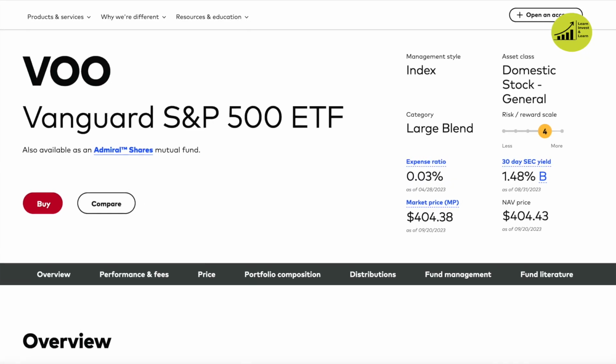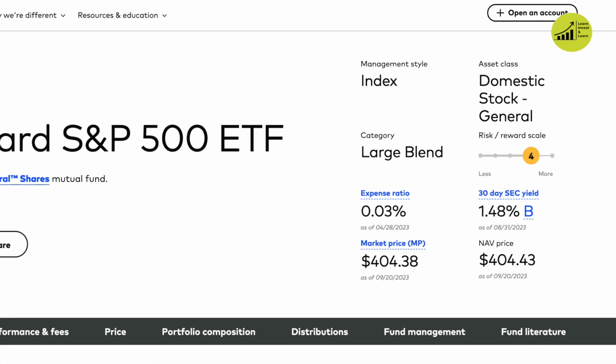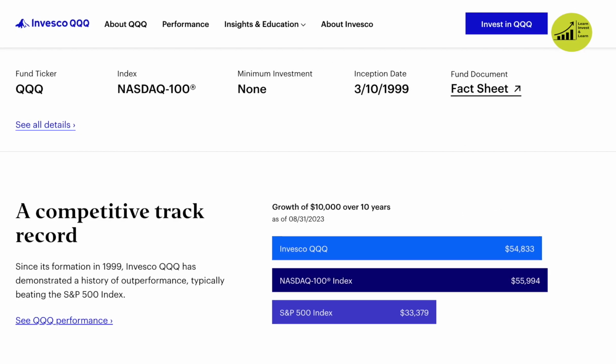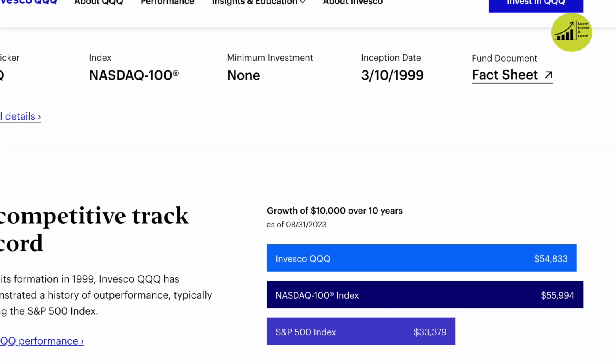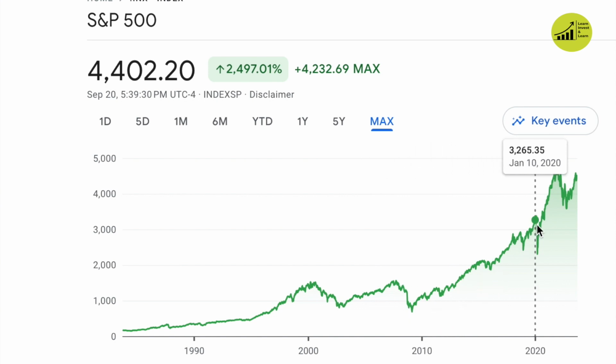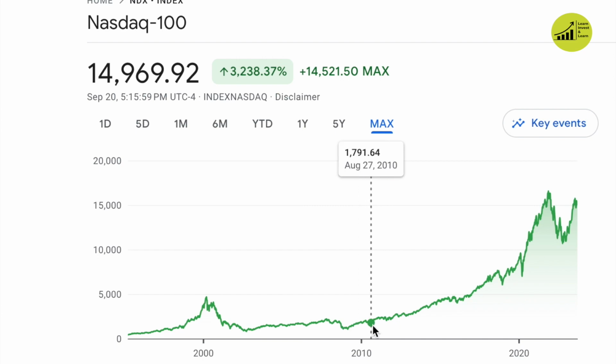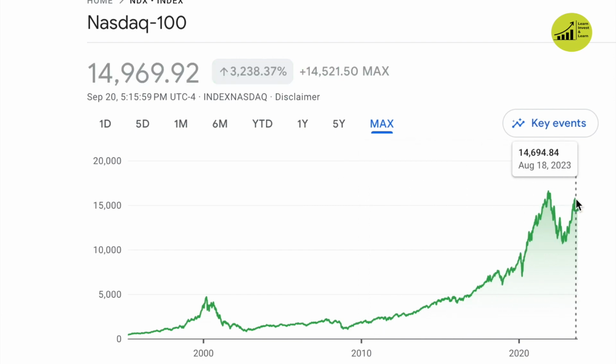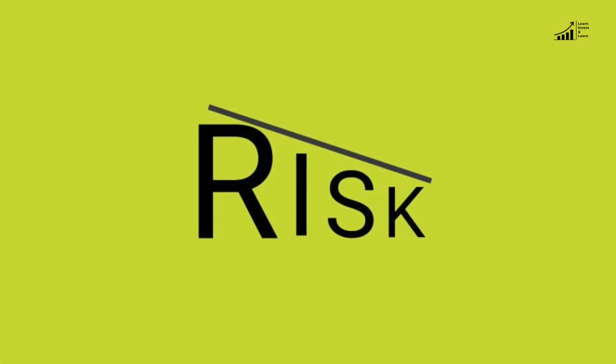I invest in diversified ETFs such as VOO and QQQ on a weekly basis. These ETFs track the S&P 500 and Nasdaq 100 indexes respectively, which are two of the most popular stock market indices. By investing in these ETFs, I am essentially investing in a basket of stocks, which helps to reduce my risk.